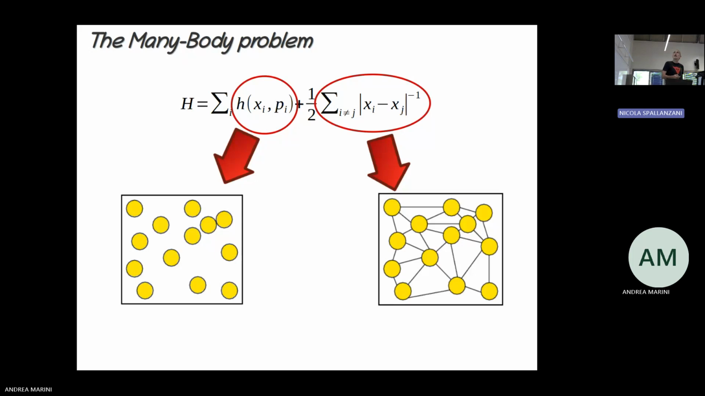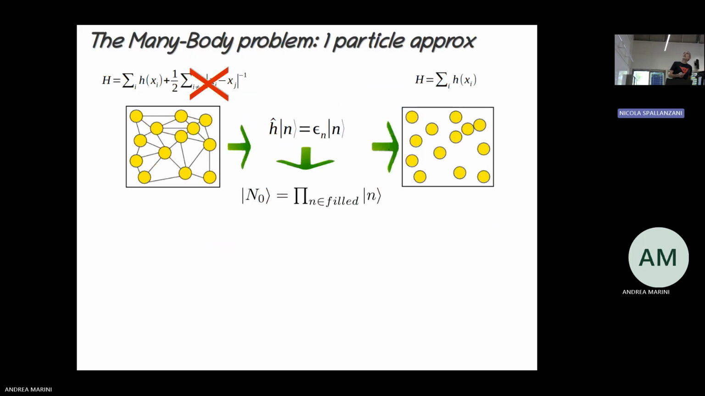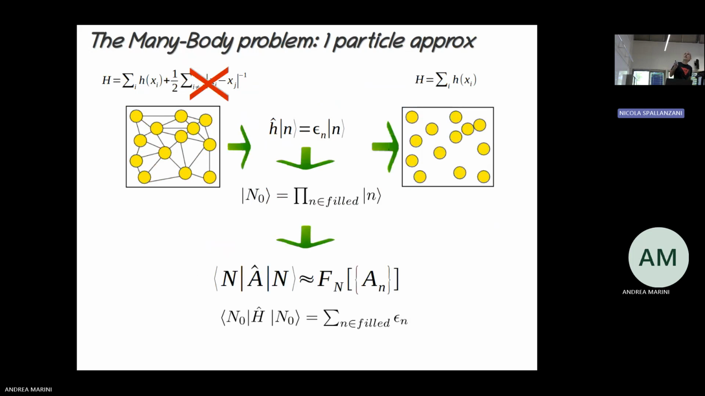Okay, so if you ignore the interaction, the problem is simple. Your ground state is just a product of free particles, filled up to the Fermi energy. Very simple. You can write any observable analytically. Simple, just simple. I mean, DFT is this.